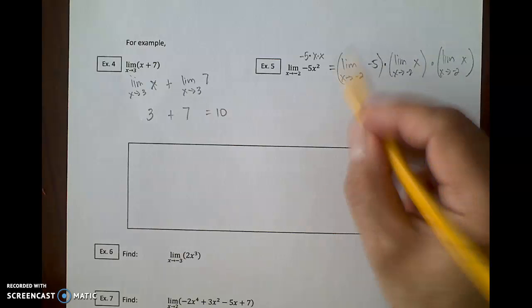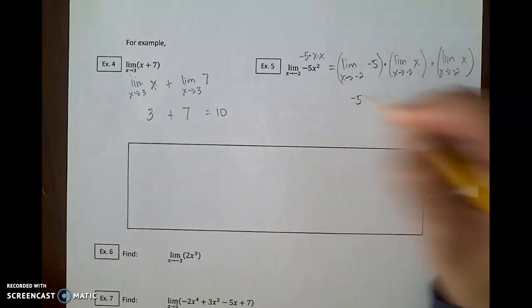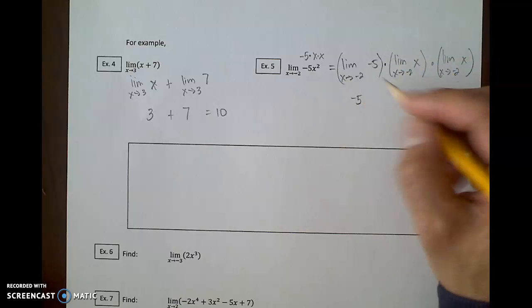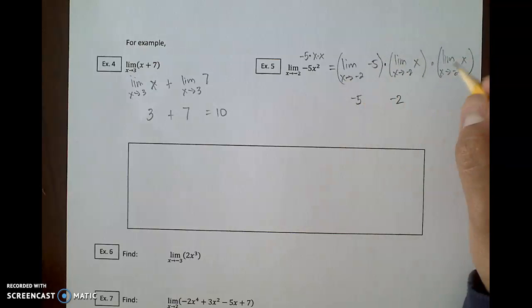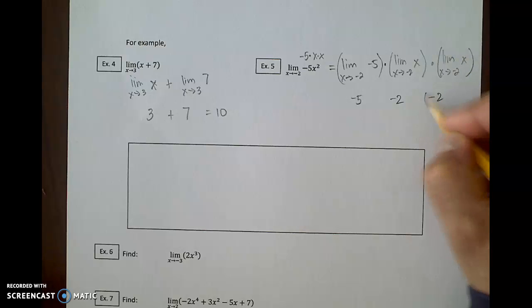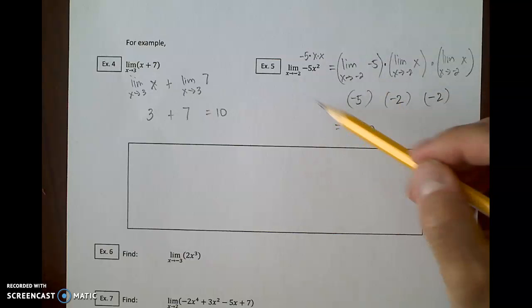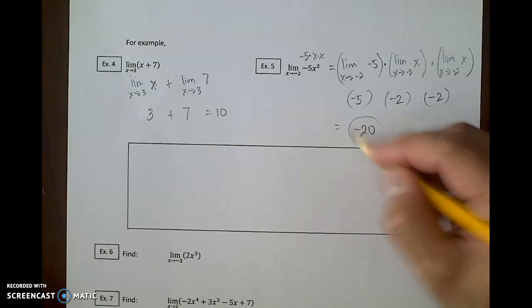Alright, so find that property from the previous part of the notes. This is -5. This is -2. This is -2. So multiplying those together, we get that the limit of this function as x approaches -2 is -20.